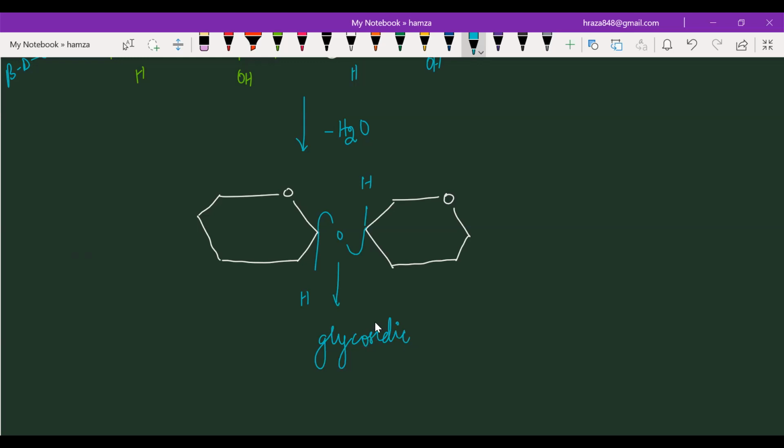Glycosidic linkage. And the glycosidic linkage is present at, you know that in glucose this is 1, 2, 3, 4, and this is 1 for galactose, so C1 and C4. This is very important to learn about the glycosidic linkage.